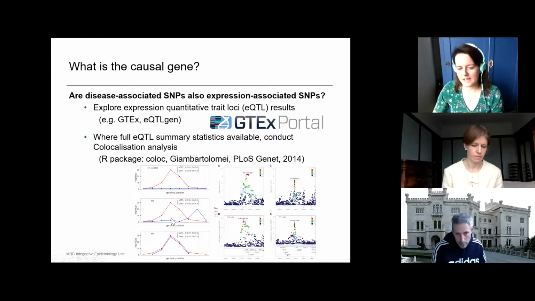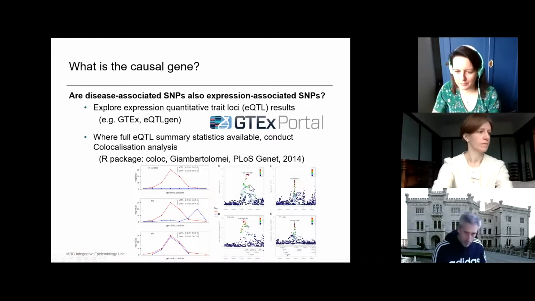What's often seen is that though there might be two associations in the region, one with the eQTL, the expression, and one with the disease, they might just happen to be in the same region and not actually driven by the same causal variant. So what this co-localization method is doing is really testing that this is the scenario that's happening and not this one.